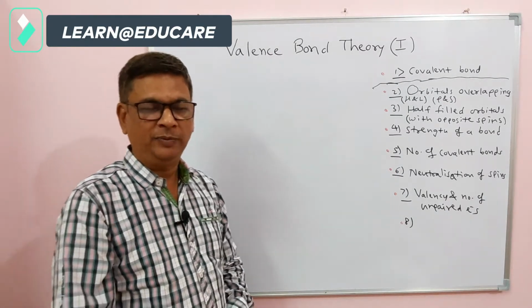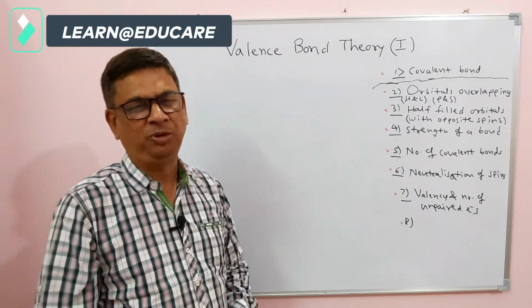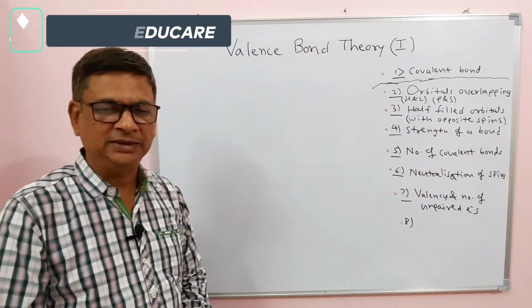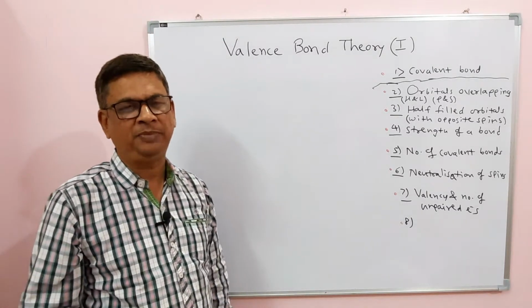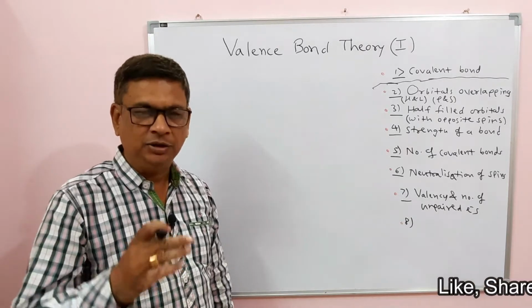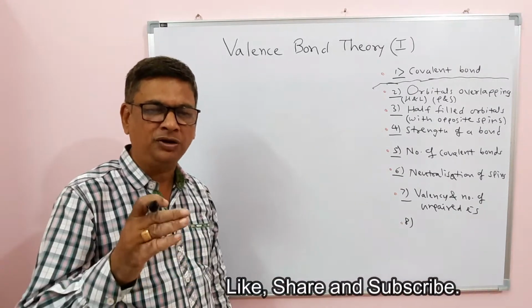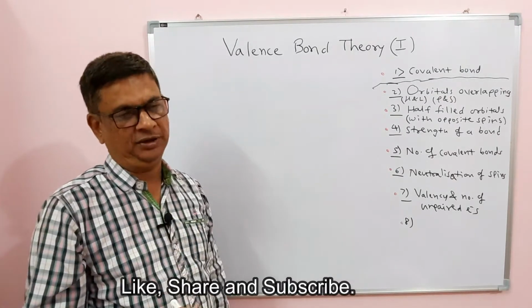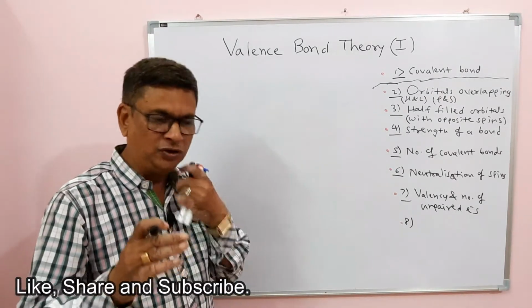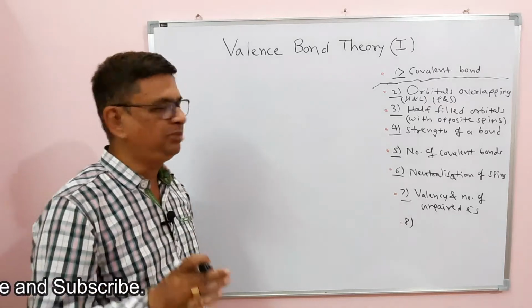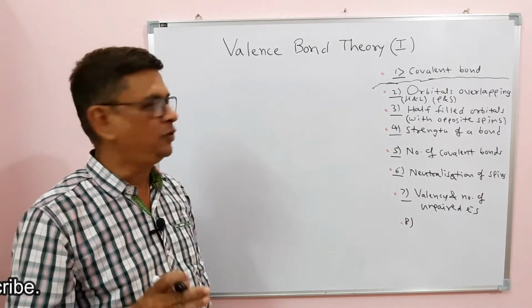Well, you might have known how a covalent bond is formed. It is formed by the mutual sharing of a pair of electrons such that both atoms which form the covalent bond give one electron each in the bond formation. But this is not sufficient to explain the complete process of the formation of covalent bond.